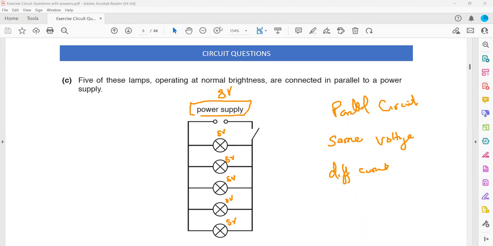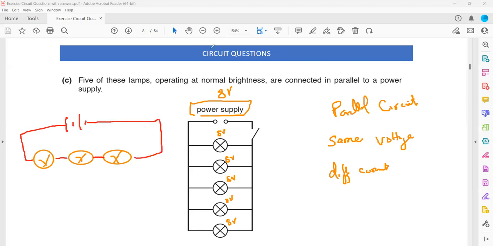And what if they were in series? For example, if there were 3 lamps connected in series and each was receiving 8 volts. So this is 8, this is 8, this one is 8. In that case, what will the EMF of the supply be? It will be 8 plus 8 plus 8, which equals 24.